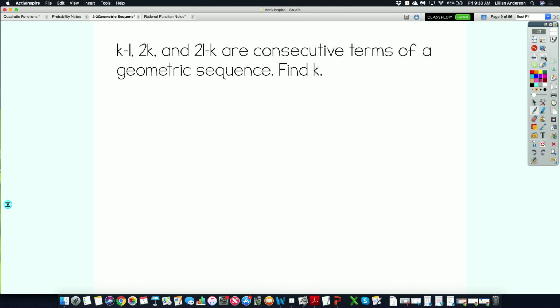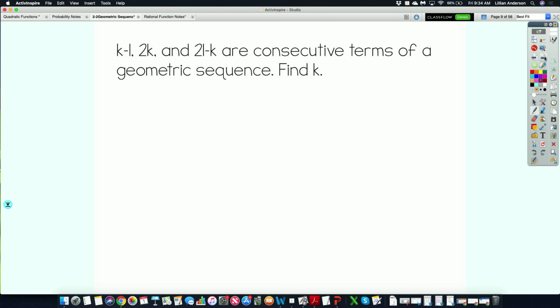Okay? Let's take it up a notch. k minus 1, 2k, and 21 minus k are consecutive terms in a geometric sequence. Find k. Very similar to one from your arithmetic homework. Using a similar process, since this is geometric, how could we set this up to find k? 2k divided by k minus 1 equals 21 minus k divided by 2.